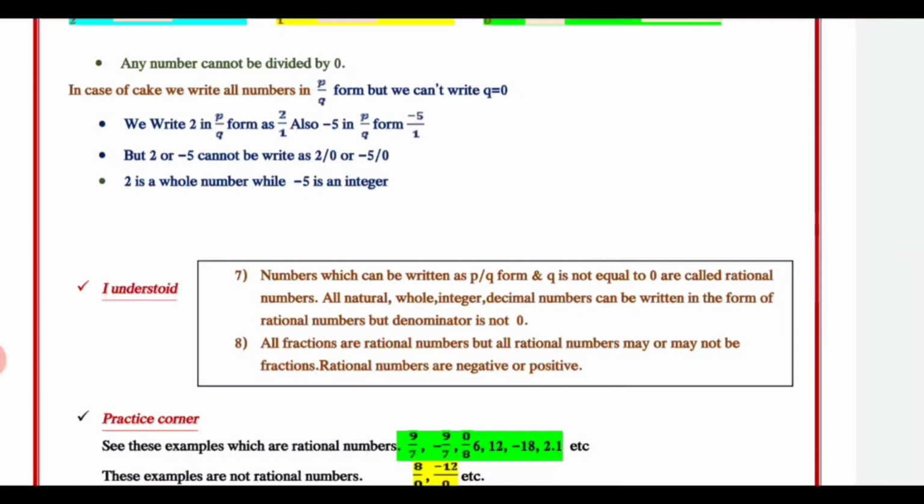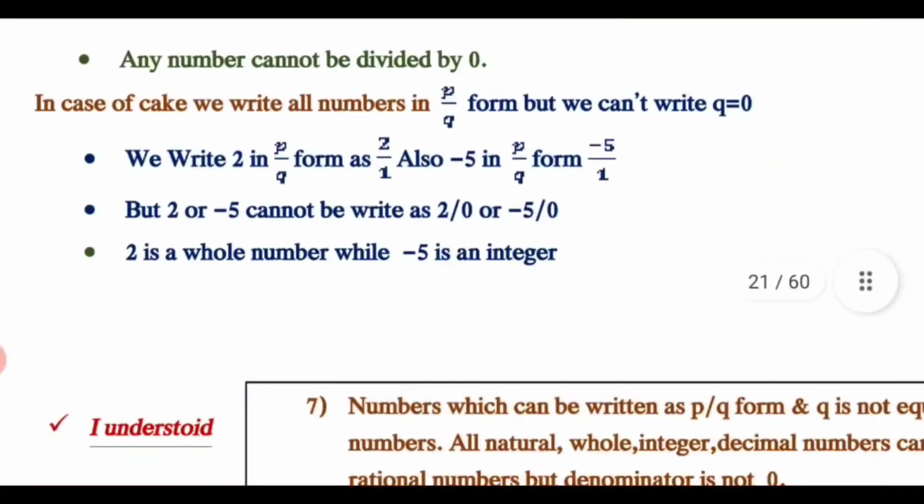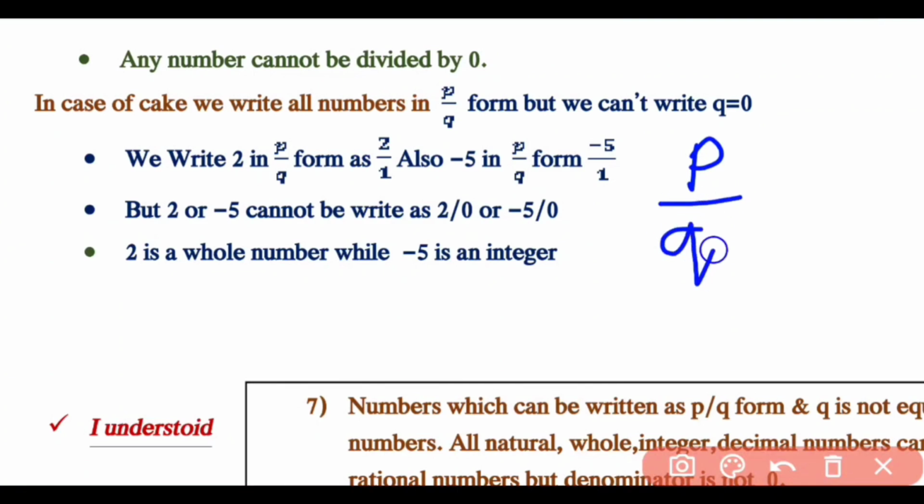First, always keep this in mind, children, that any number cannot be divided by 0. You cannot divide any number by 0. Then the second thing: the number which is in the form of p upon q is a rational number. When we write any number in the form of p upon q, that means numerator denominator form, that number is known as a rational number. In this case, q should not be equal to 0.